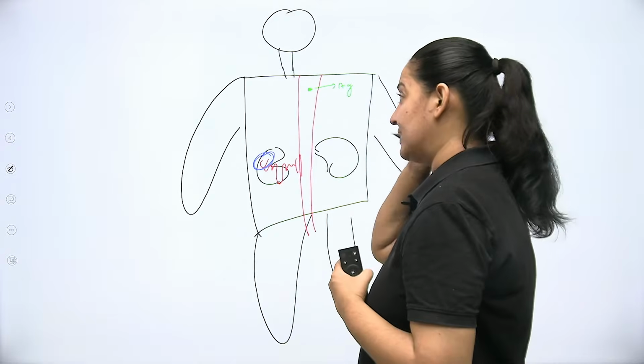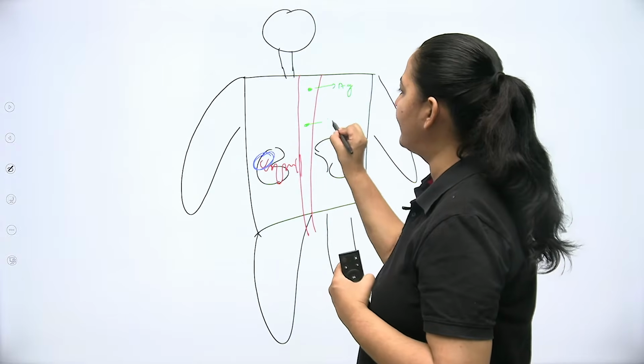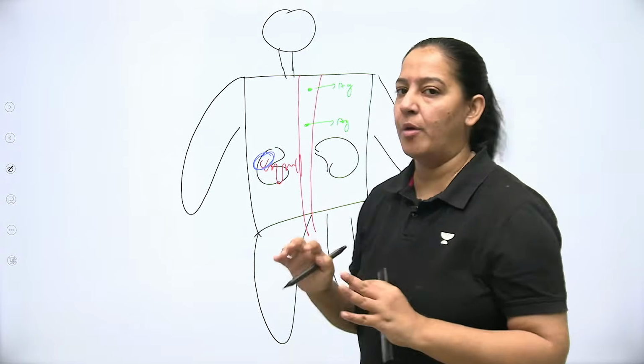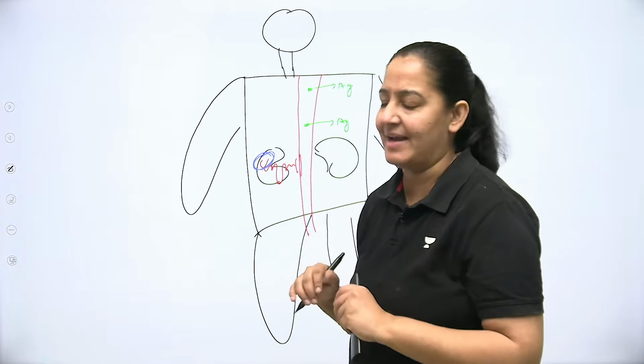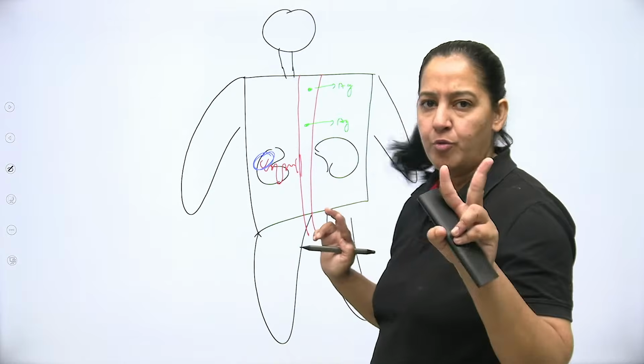Now there are 2 possibilities. Let me draw 2 antigen, right? Whenever antigen is formed, the body gives immune response by humoral immunity by forming antibodies against the antigen. So this is the antigen. Now there are 2 possibilities.